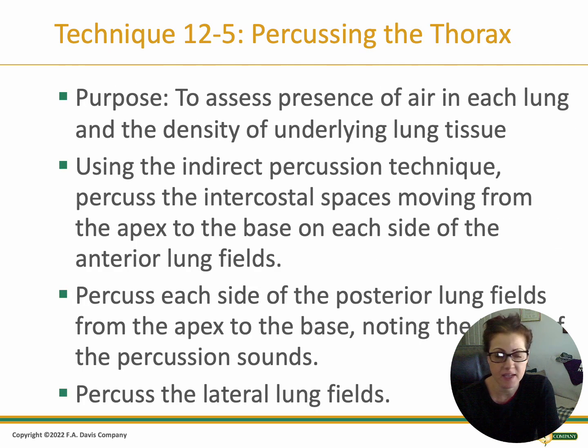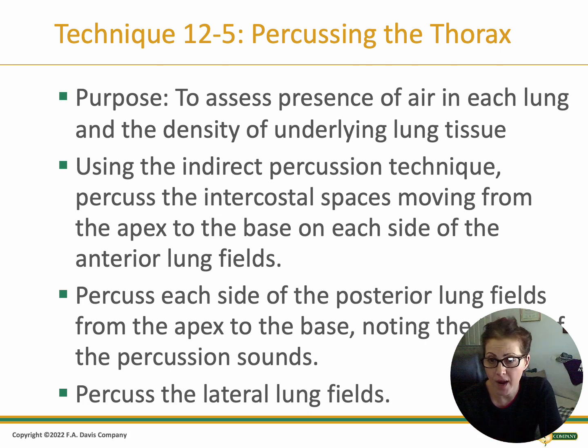When you're percussing, and this takes a little bit of time and effort and work, you're percussing to assess the presence of air in each lung and density of underlying lung tissue. Normal percussion sounds are resonant sounds. Hyperresonant sounds are abnormal. You want to use indirect percussion, in which you are percussing in between the intercostal spaces, or in between the ribs. And you're taking one finger and you're tapping with your other finger of the alternate hand, of your dominant hand.